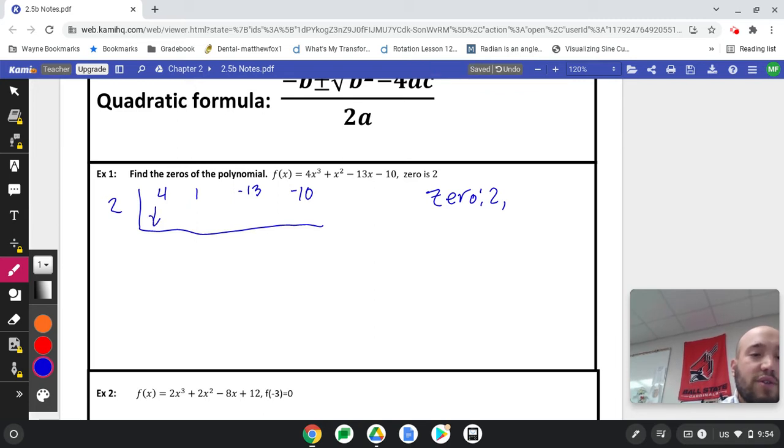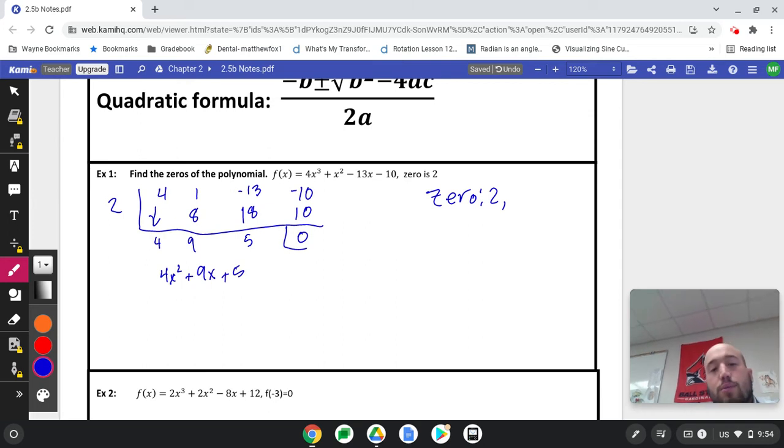Okay, like always, we drop that 4. 2 times 4 is 8. We'll add up, we'll get 9. 2 times 9 is 18. Drop down, we'll get 5. 2 times 5 is 10, and they cancel. We're left with 0. Okay, now at this point, I would write it as 4x squared plus 9x plus 5.